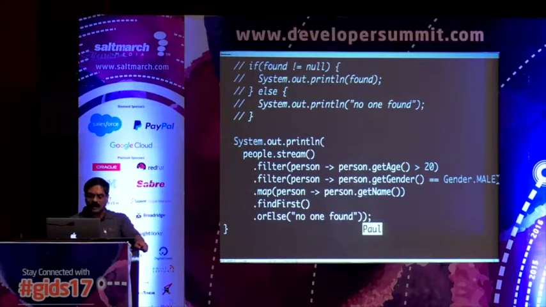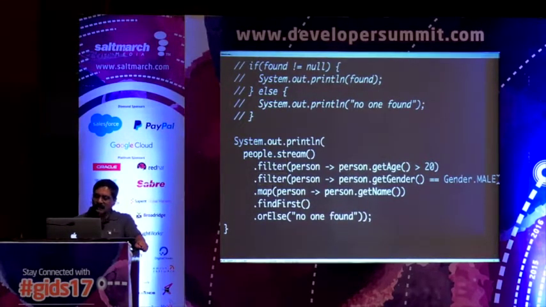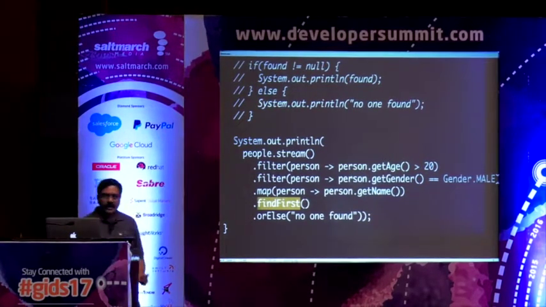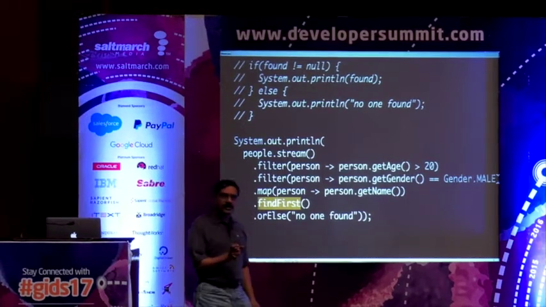But what are we doing here? We're using a filter, and a map, and a find first. Oh, wait a minute, instead of using just one for, we're using a lot of these things. I call them the tools of our trade.